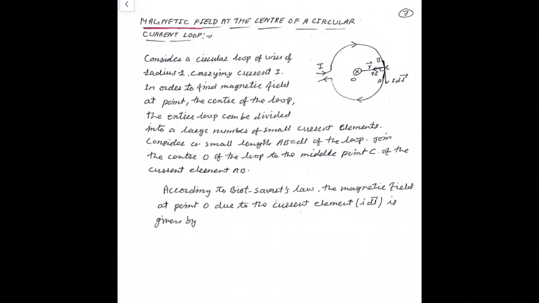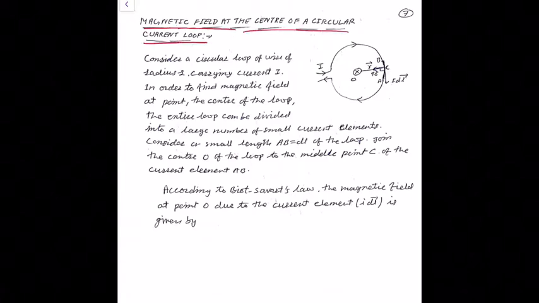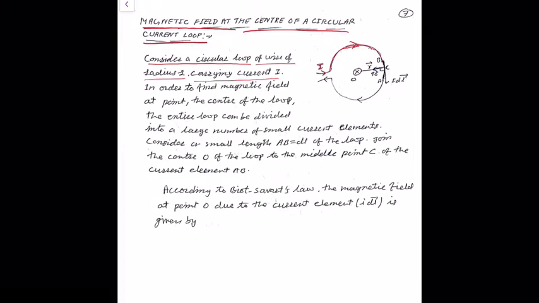Hello student, today we will discuss magnetic field at the center of a circular current loop or coil. Consider a circular loop of wire of radius small r carrying current I. Here current I flows in the coil in clockwise direction.